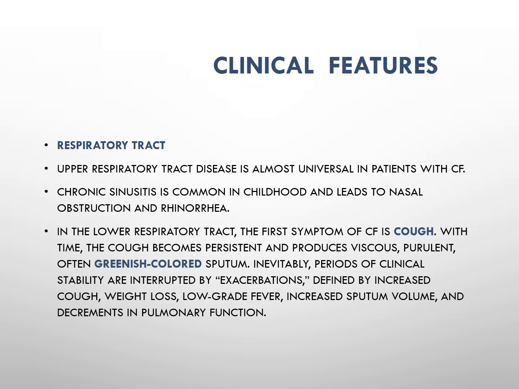Respiratory tract. Clinical features of respiratory disease. Upper respiratory tract disease is almost universal in patients with CF. Chronic sinusitis is common in childhood and leads to nasal obstruction and rhinorrhea. In the lower respiratory tract, the first symptom of CF is cough. With time, the cough becomes persistent and produces viscous, purulent, often greenish-colored sputum.